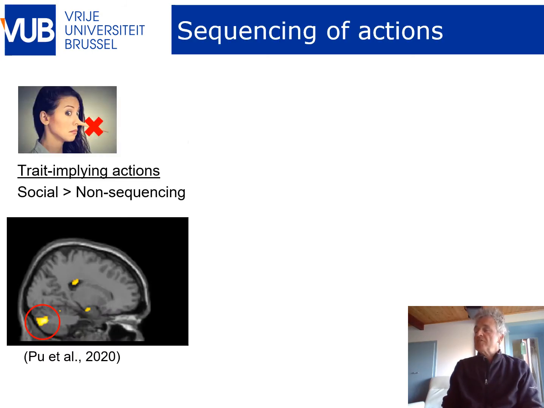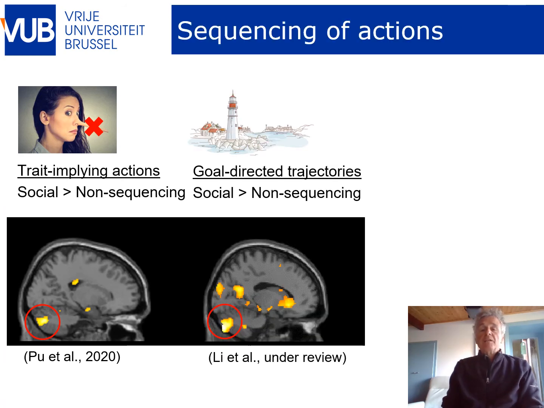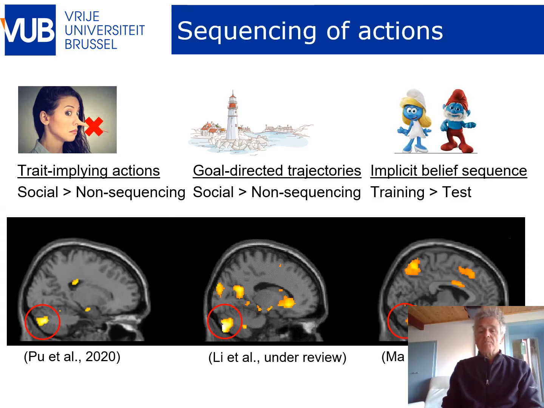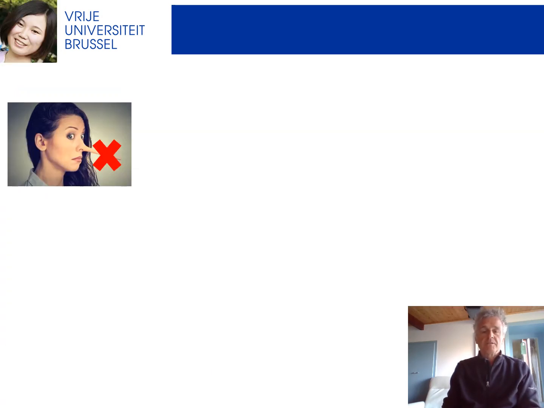Now, of all these tasks, is the posterior cerebellum involved? In the trait-implying task where they had to memorize the actions, yes, you can see this. In the goal-directed trajectory task, again, yes, the posterior cerebellum was involved. And for the implicit belief sequences, again, the posterior cerebellum was involved. So in all these three tasks, in the social condition compared to the non-social condition or the non-sequencing condition, the posterior cerebellum was involved as predicted.